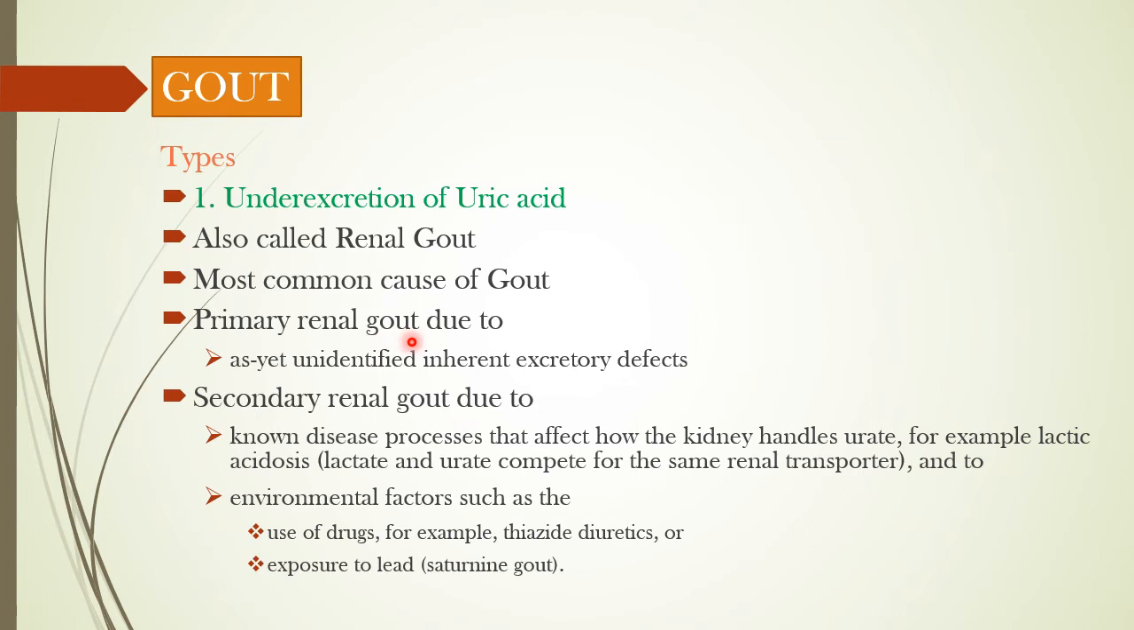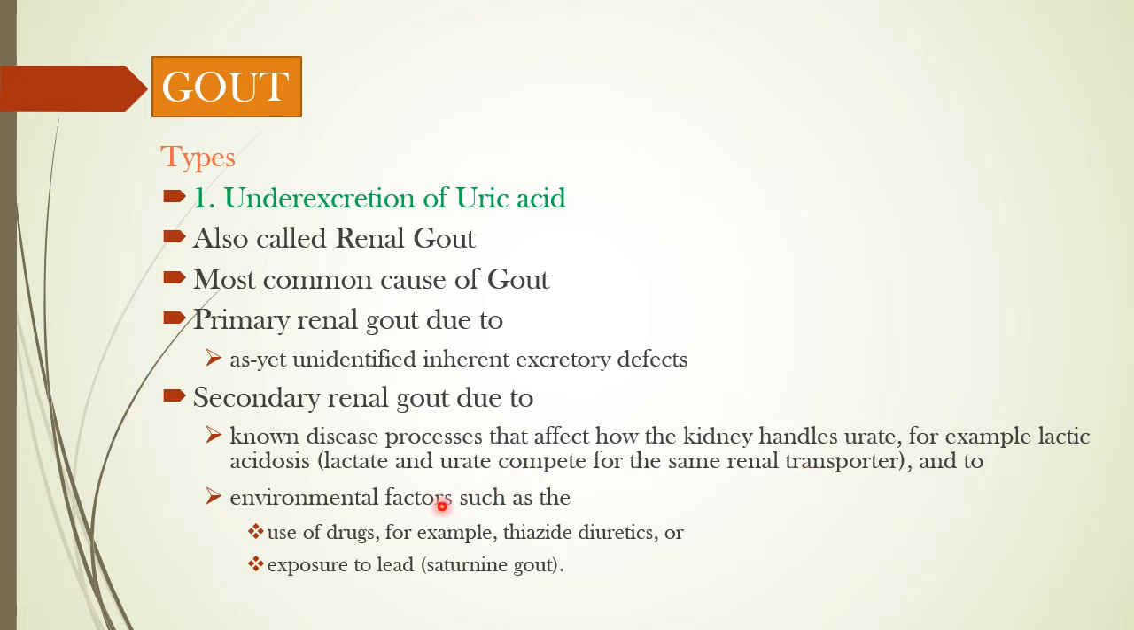Primary renal gout is due to idiopathic reasons. For example, some unidentified genetic excretory defects may lead to under-excretion of uric acid. Secondary renal gout is associated with diseases which affect the normal kidney process. For example, if a person has lactic acidosis, then that person may develop hyperuricemia. What is the reason behind it? Lactic acid and uric acid compete for the same kidney transporter for excretion from the body. So if there is more lactic acidosis, then the person is at more risk of developing hyperuricemia.